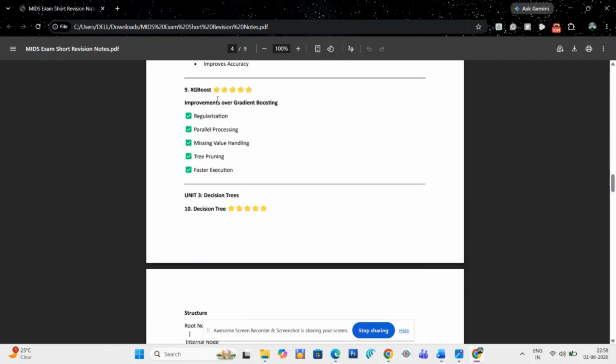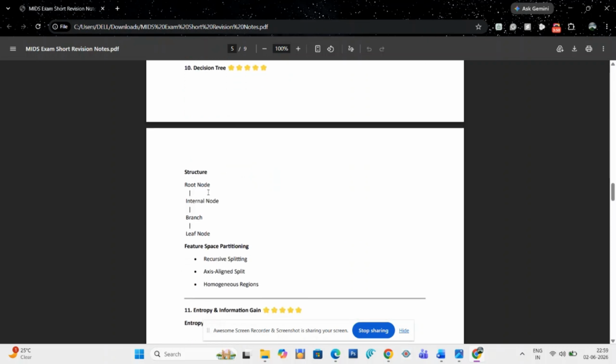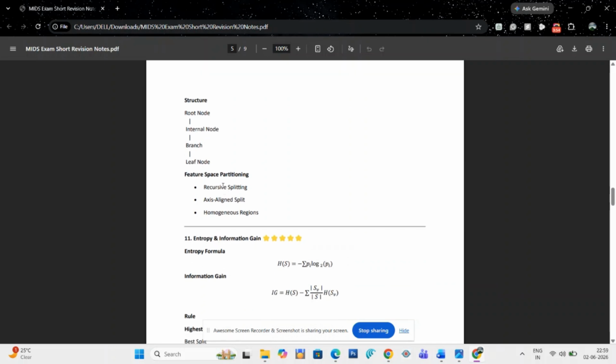Next is XGBoost, extreme gradient boosting, which improves overall gradient boosting, with improvements such as regularization, parallel processing, missing value handling, tree pruning, and faster execution. Next is decision trees, in which the decision tree structure is root node, internal node, branch, and leaf node. Feature space partitioning uses recursive splitting, axis aligned split, and homogeneous regions.